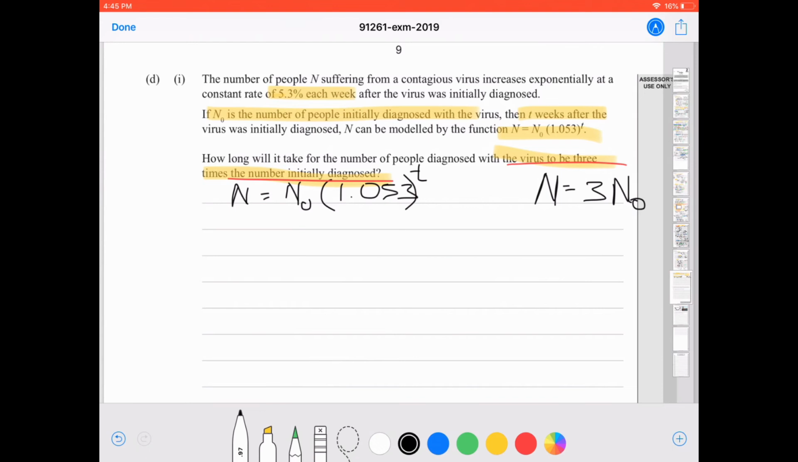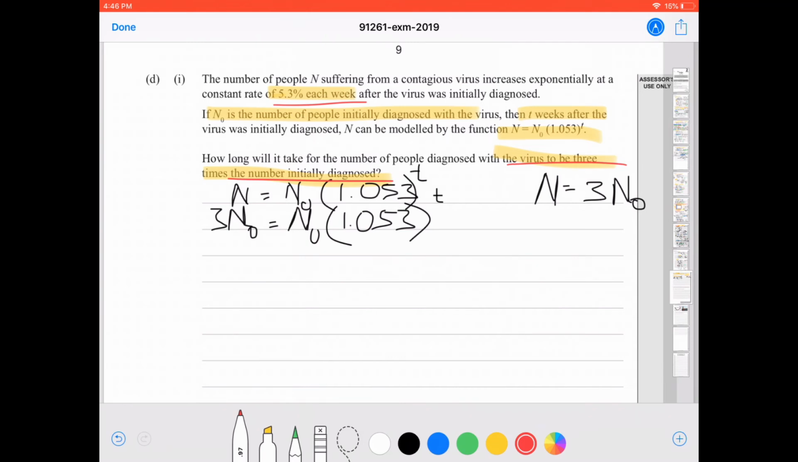And actually this is basically N. So we can substitute that in. We've got 3N0 equals N0 times 1.053 to the power of T. Is there any other information that we need? Constant rate of 5.3% per week. That's that 1.053.